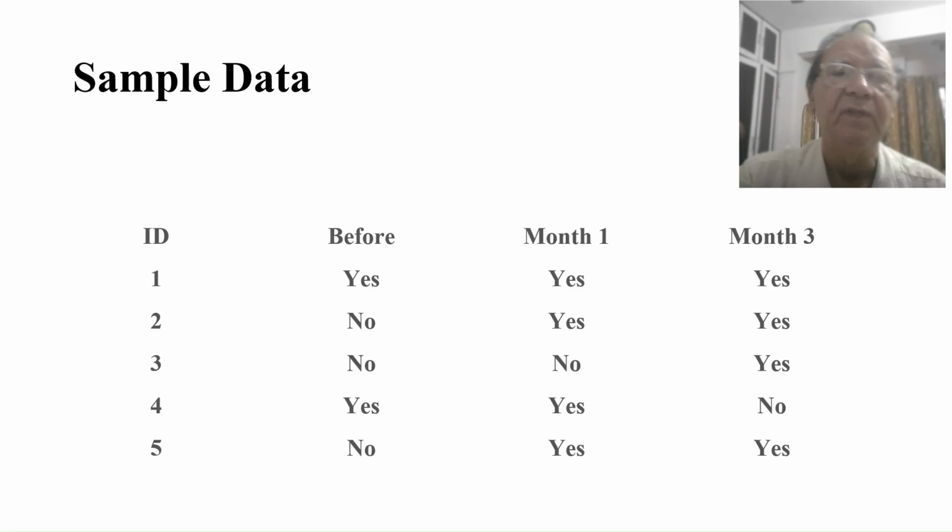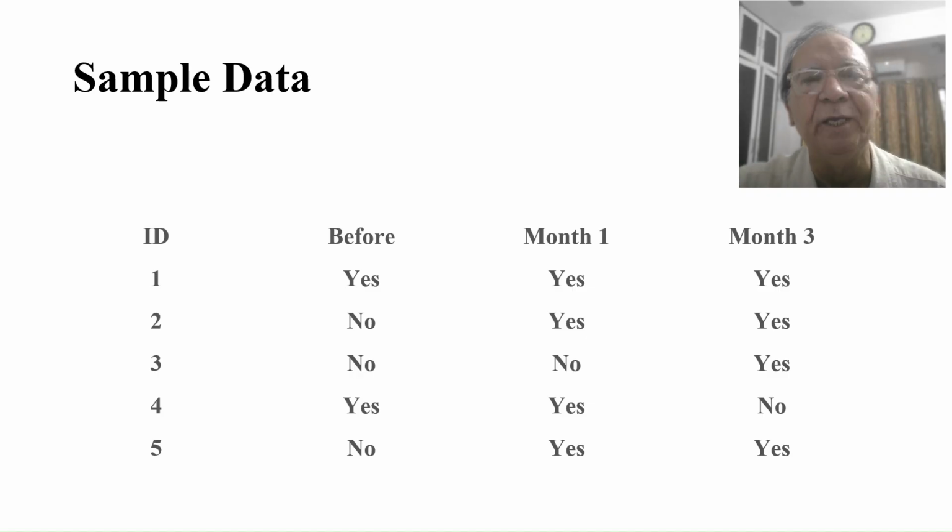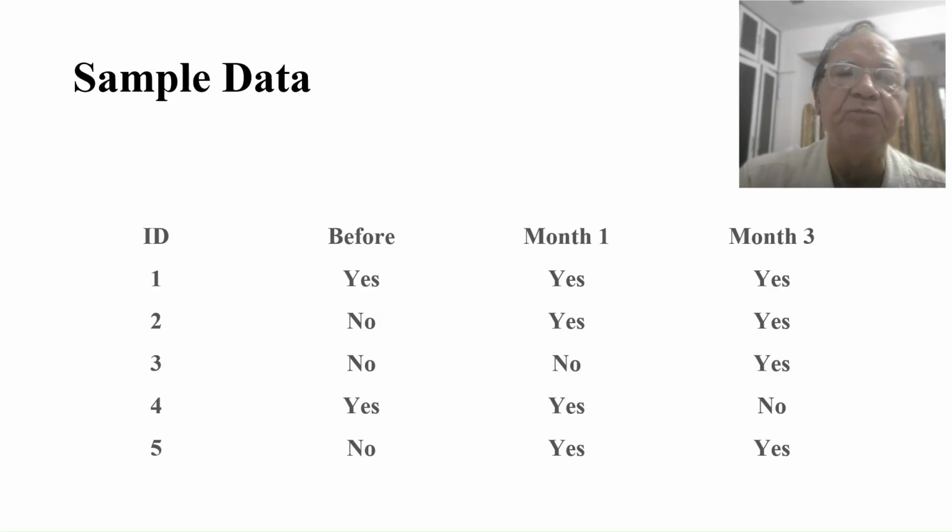Notice that each participant appears only once. Each row represents one employee. The columns represent repeated observations over time. The responses are binary, either yes or no, or 1 or 0. This is exactly the type of data required for Cochran's Q test.